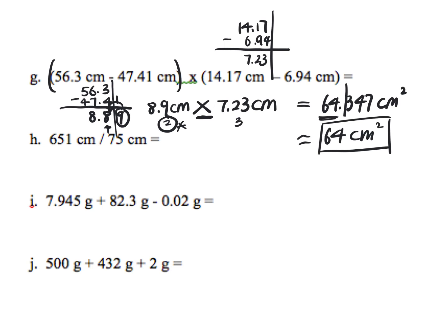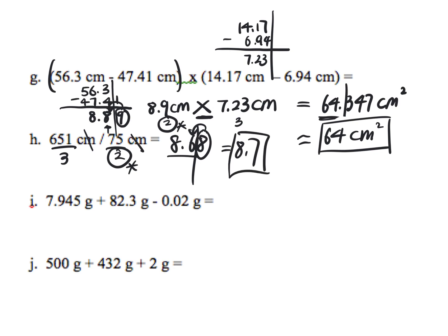Next one. Oh, it gets easier. 3, 2 is better. No, not better. 2 is less significant figures, and that's what we need to use for division and multiplication. 75, 8.68. The units cancel. I think units, you will get it in our next units. You don't have to worry too much now. But we need 2 sig figs, 2. So I look at the third one, I need to round up, so it becomes 8.7.